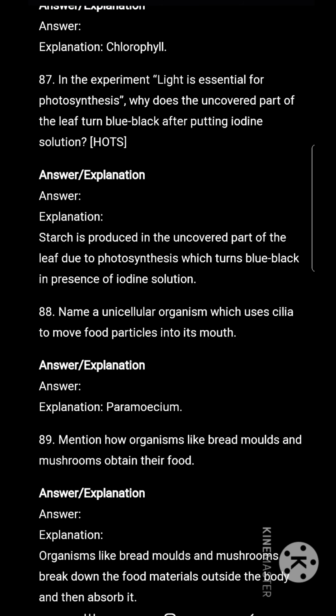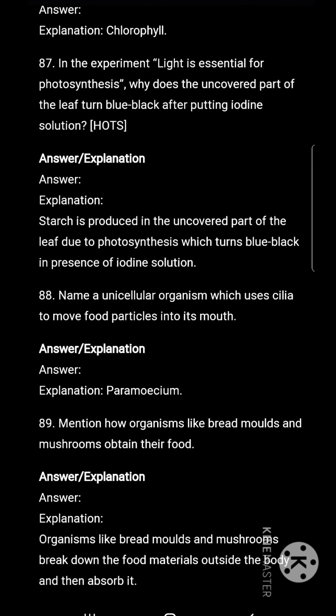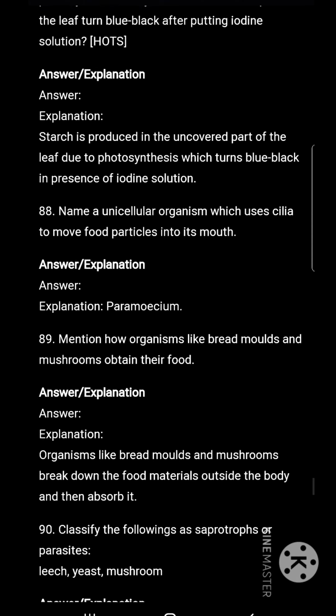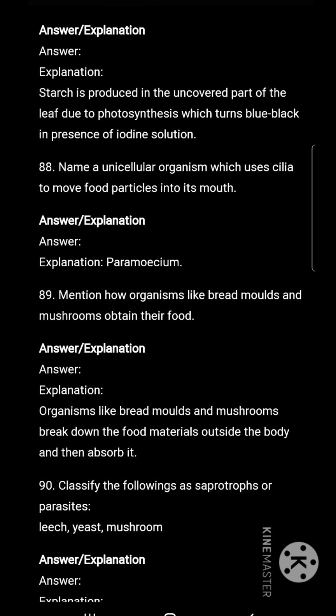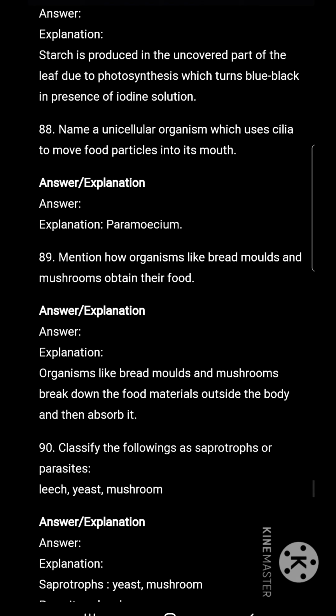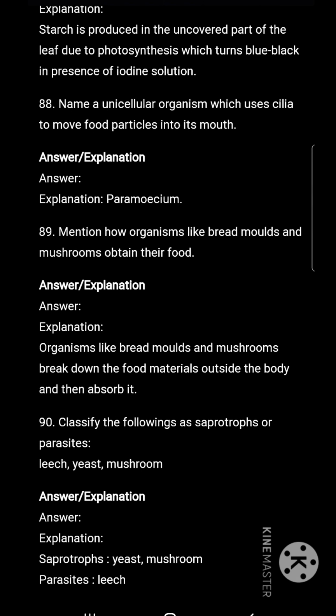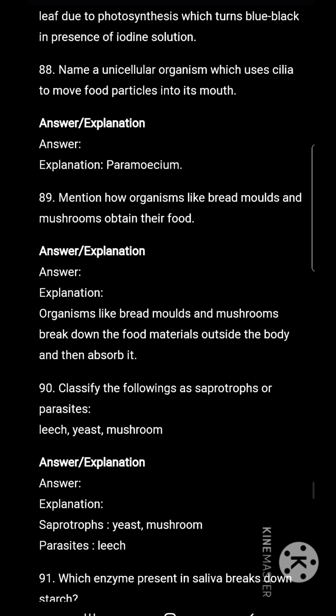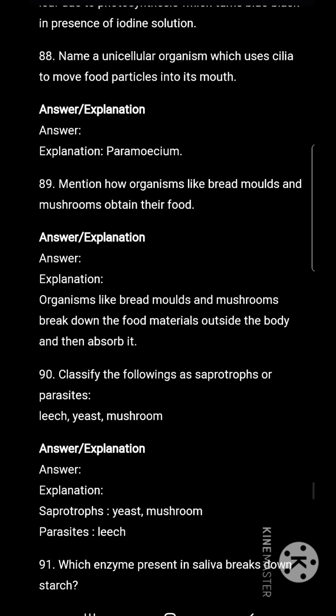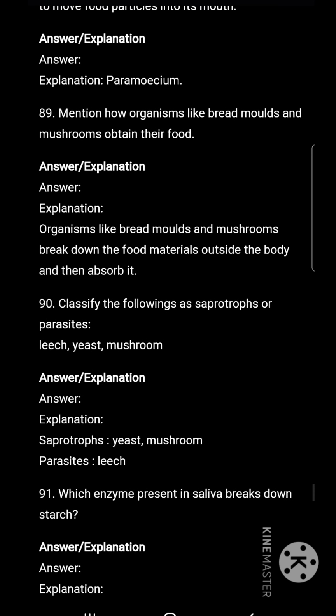Why does the uncovered part of the leaf turn bluish black after putting iodine solution? Starch is produced in the uncovered part of the leaf due to photosynthesis, which turns bluish black in the presence of iodine solution. Name a unicellular organism which uses cilia to move food particles into its mouth: paramecium.